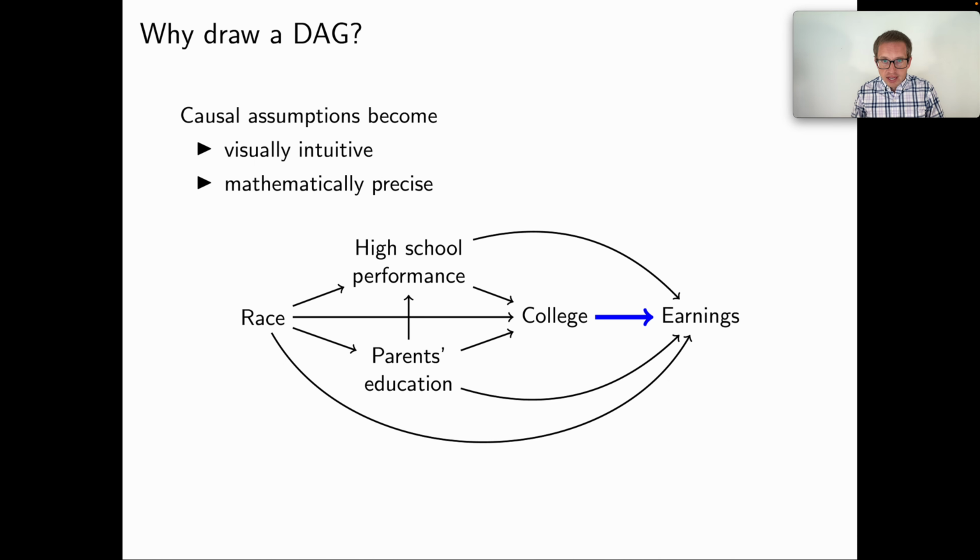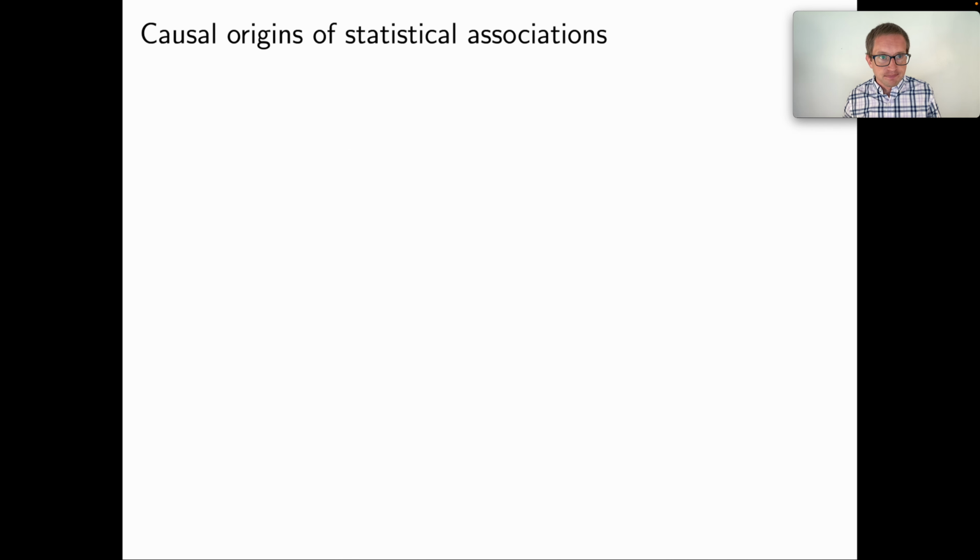You can see here how this DAG has quickly become complicated. And yet, the DAG is still visually intuitive. I was able to tell you a story about each of these edges and why it's there in the DAG. Further, the DAG is mathematically precise in a way that we'll discuss in the coming slides. It helps us know which causal effects are identified and which ones are not, in a very formal way.